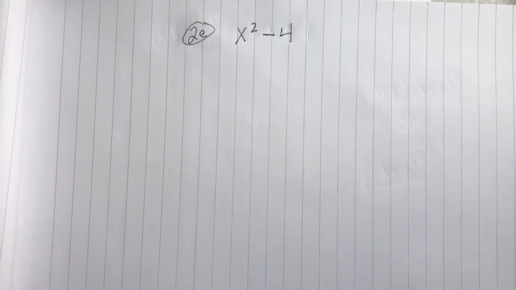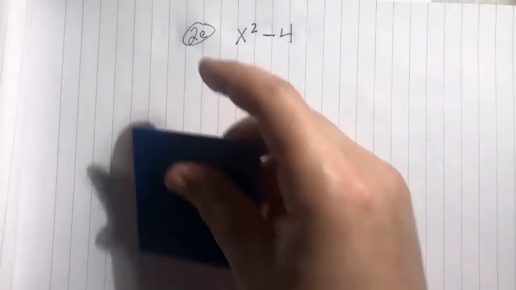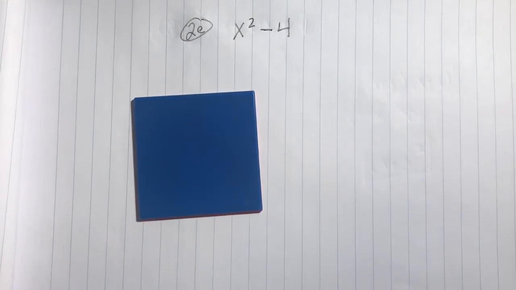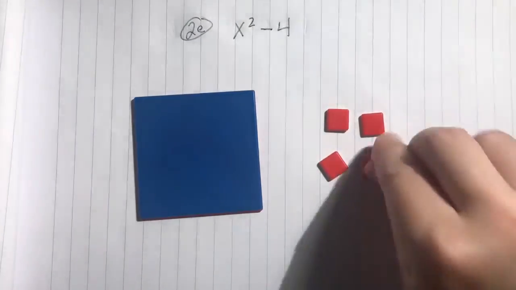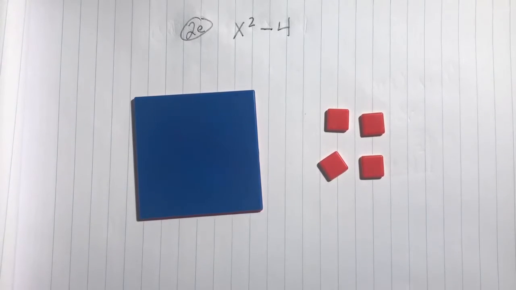Here we are on to E, and I have x squared minus 4. So here is my x squared, and minus 4 are the red pieces. So I need 4 of those. So here's x squared minus 4. Now, again, we need to make a rectangle.